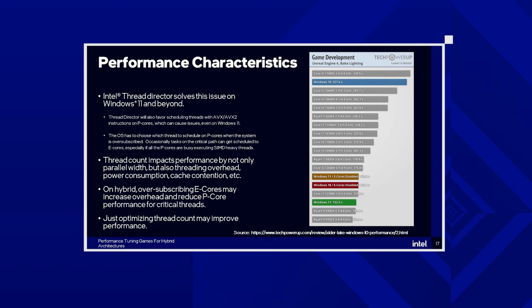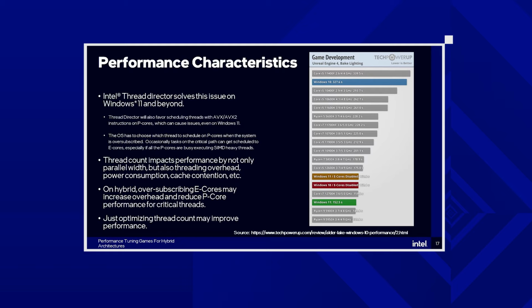Thread Director will also favor scheduling threads with AVX and AVX2 instructions on P cores, which can cause issues even on Windows 11. The OS has to choose which thread to schedule to P cores, and when the system is oversubscribed, occasionally tasks on the critical path can get scheduled to E cores, especially if all the P cores are busy executing SIMD heavy workloads.